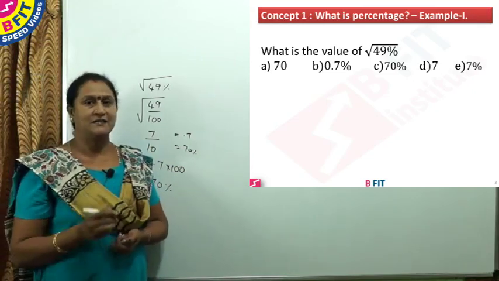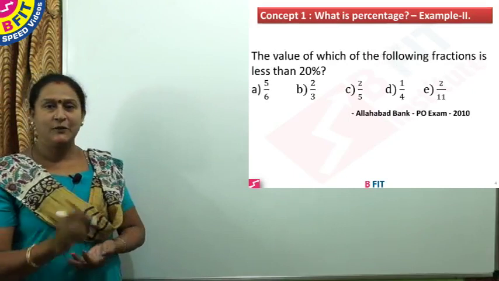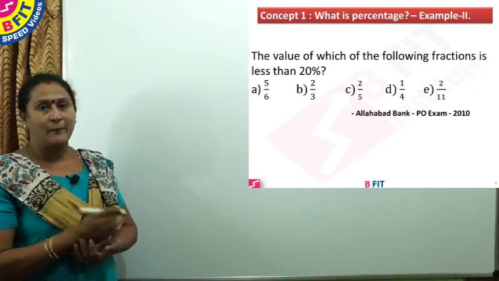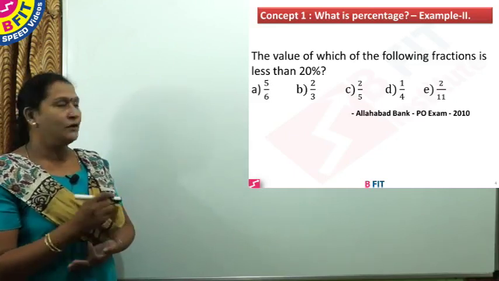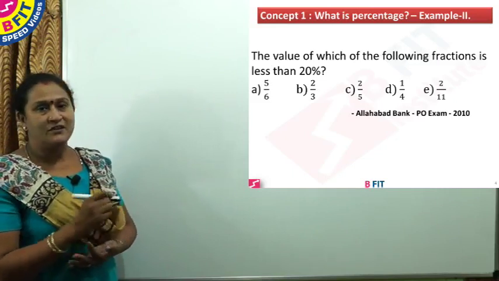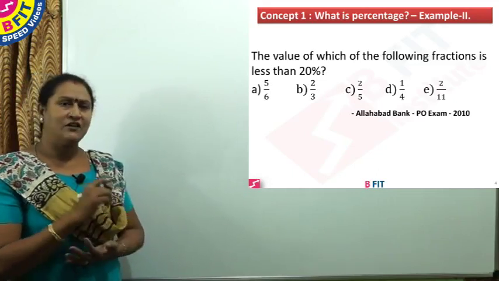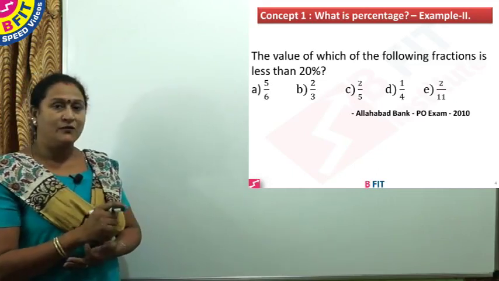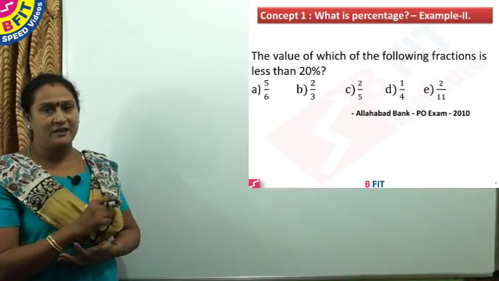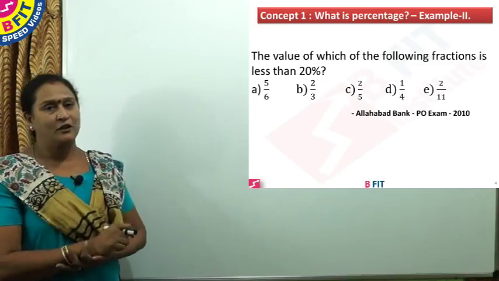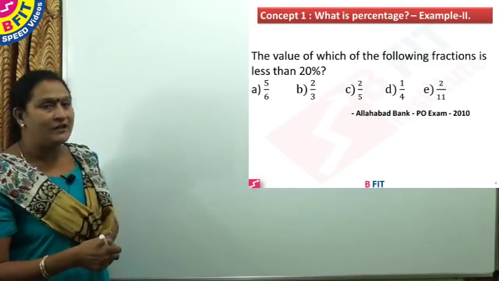So we'll see the next example. Which of the following fractions is less than 20%? The given fractions are 5 by 6, 2 by 3, 2 by 5, 1 by 4 and 2 by 11. We are asked to find which fraction is less than 20%. Given a fraction, finding a percentage is one of the important workings in data interpretation. We'll see how to find a percentage for a given fraction by splitting up the denominator. Say for example, we'll work out this question later, so we'll see an example.